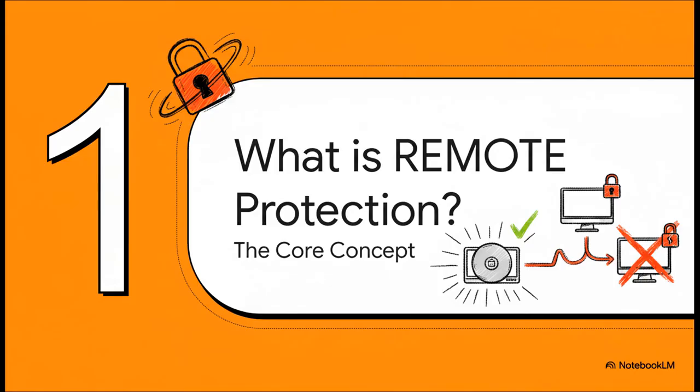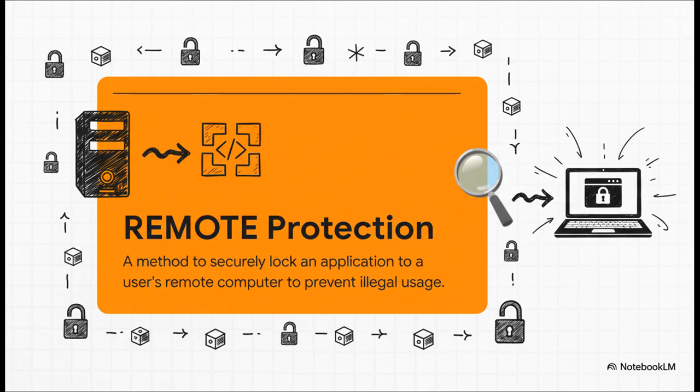So, what is all this, really? Well, at its core, remote protection is all about solving that age-old problem. How do you stop one person from buying one copy of your software and installing it on a dozen different computers? The whole idea is to create this secure one-to-one link between your software and a user's machine. The process kicks off the very first time a user runs your protected app. They'll be greeted with an activation dialog, and that's really the gateway to getting everything up and running.